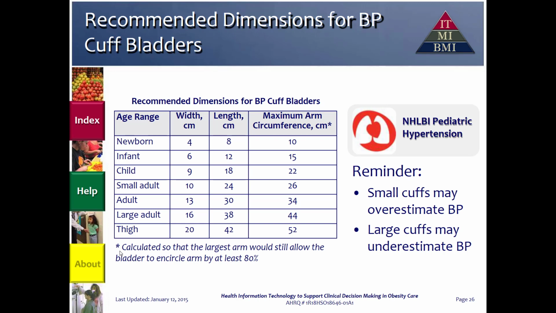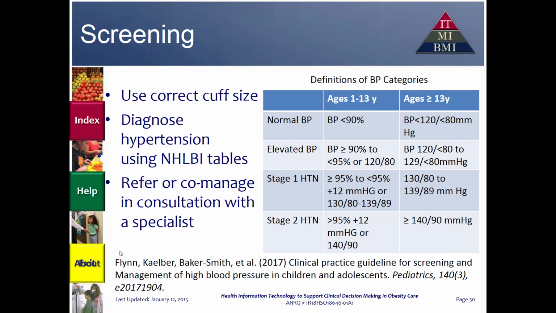Here are recommendations on the dimensions for the blood pressure cuff bladders for the various age child, but just be sure that you're using the right size cuff because it can cause either an overestimated or an underestimated blood pressure. The definitions of the various blood pressure categories have just been revised in this 2017 practice guideline for screening and management of high blood pressure in children and adolescents. And the emphasis remains on using the right size cuff and using the NHLBI tables that are published in the article, and refer or co-manage any children with hypertension along with specialists.